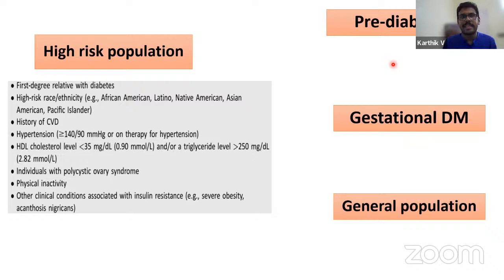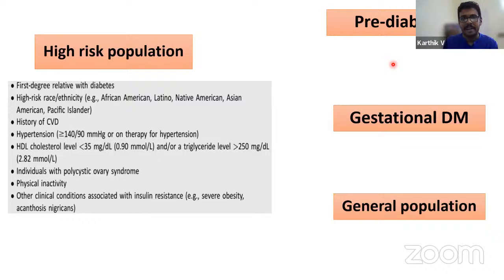So in these individuals, at any point of time after the age of 10 years, if the patient is either overweight or obese and belongs to any of these high-risk characteristics, you should do a screening test for diagnosing type 2 diabetes. That could either be a fasting plasma glucose, 2-hour postprandial glucose, HbA1c, or a random plasma glucose if the patient is having symptoms. So with any of these diagnostic tests, you will have to screen for type 2 diabetes in a patient who is overweight or obese with any of these high-risk characteristics. That is the take-home message.